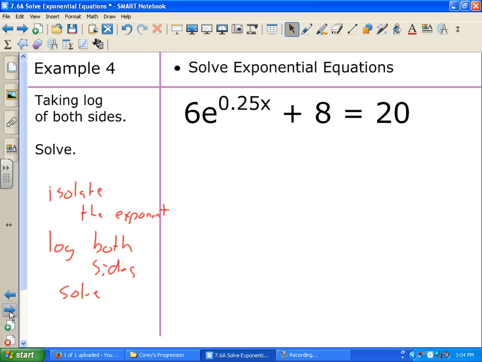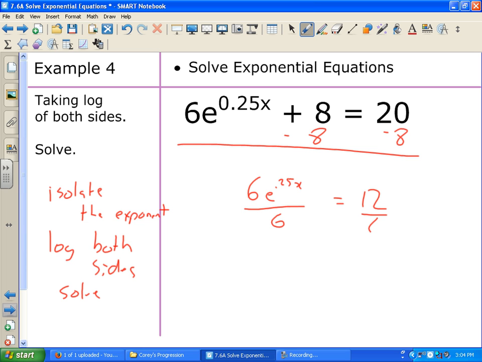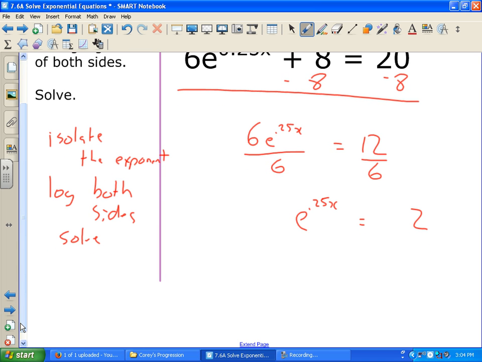So 6e to the 0.25x plus 8 equals 20. We need to isolate the exponent. The way that we're going to isolate the exponent: subtract 8 from both sides of that equation. That gives me 6e to the 0.25x equal to 12. Need to get e by itself? I will divide both sides by 6. That gives me e to the 0.25x equal to 2. I've isolated the exponent.